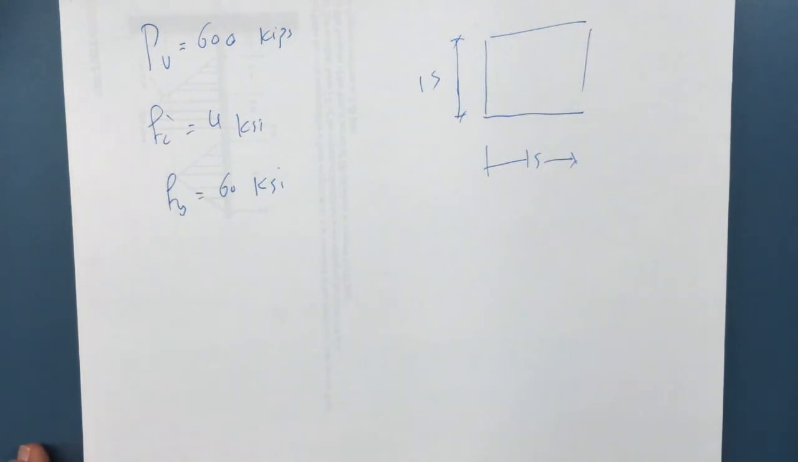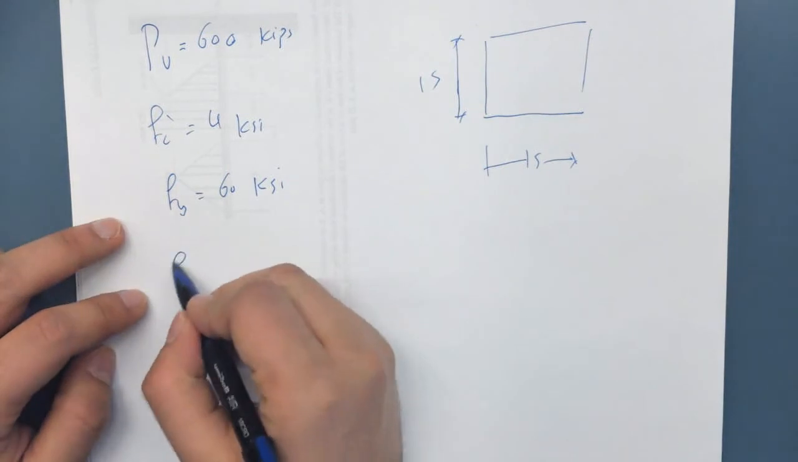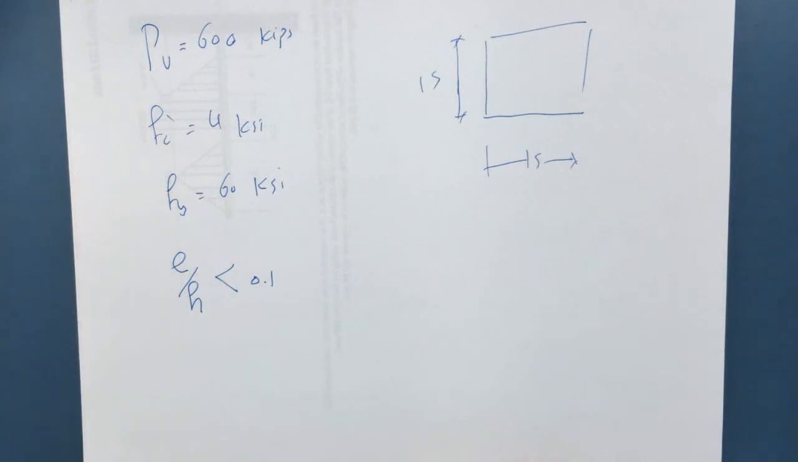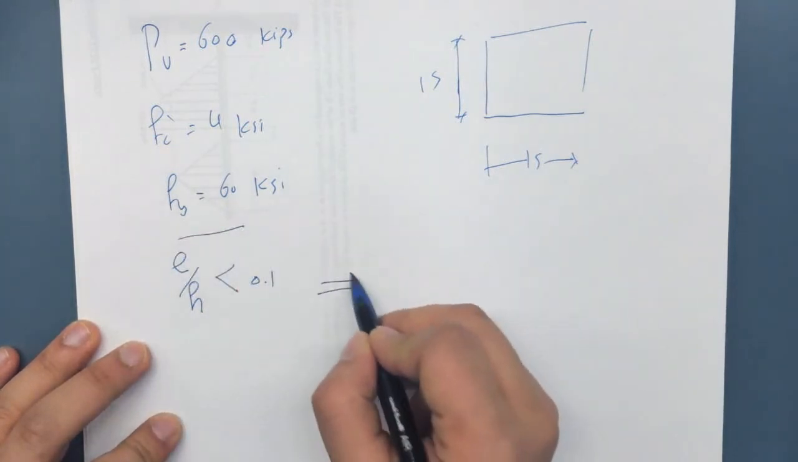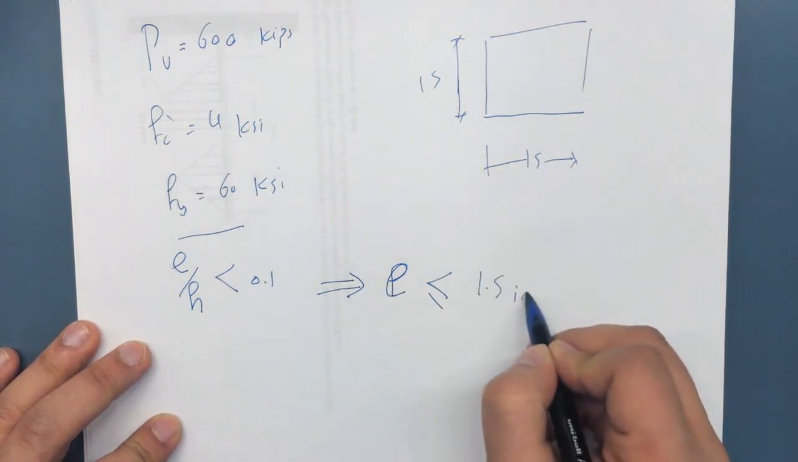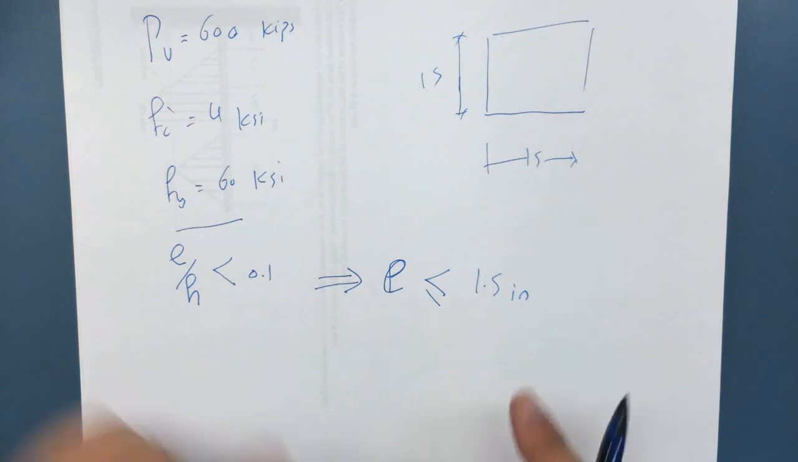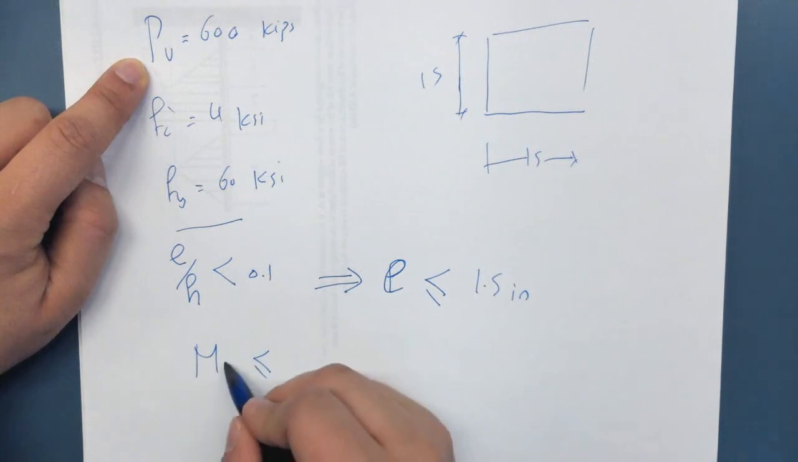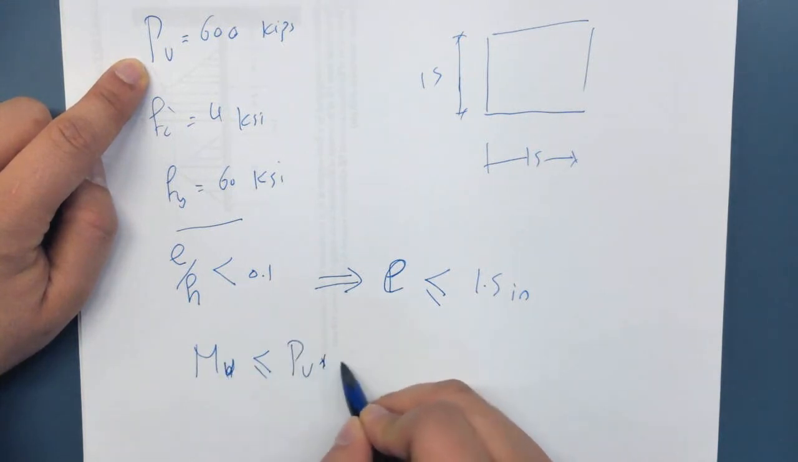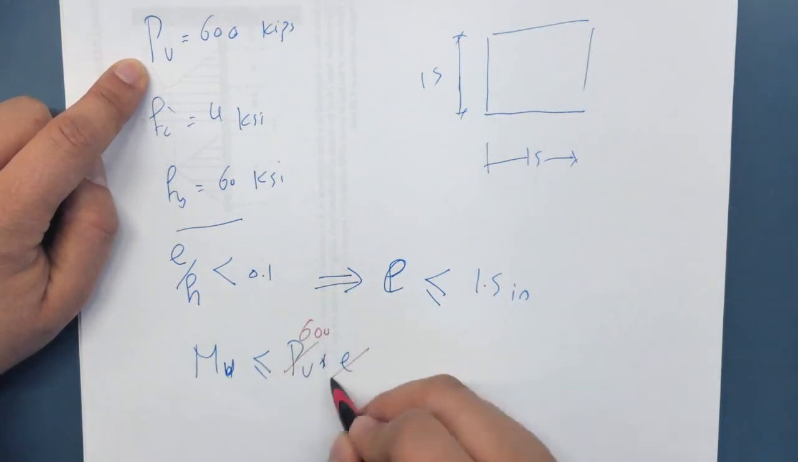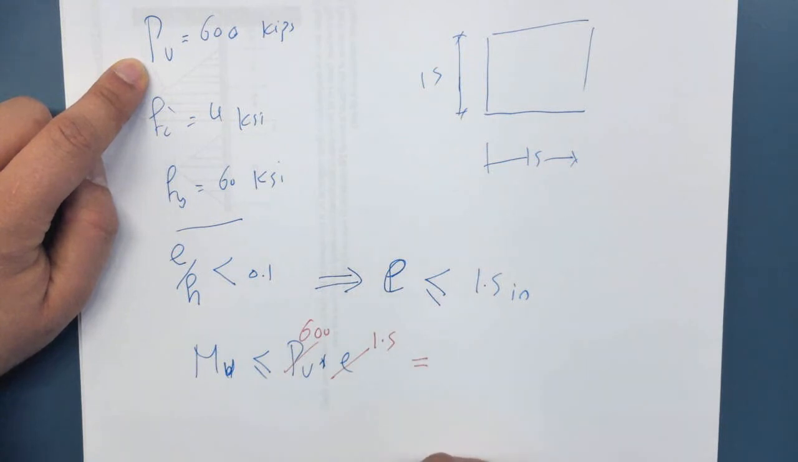When we started, we said we can ignore the moment if E over H is less than 0.1. If it's larger, we're going to use the graphs. If it's not, we're going to use just the moment equation. Which means that E has to be less than or equal to 0.1 of this, so 1.5 inches. Now, if E is less than 1.5 inches, then M ultimate is less than P ultimate multiplied by this value of E. So this is simply 600 times 1.5 inches, which gives you 900 kip-inches.